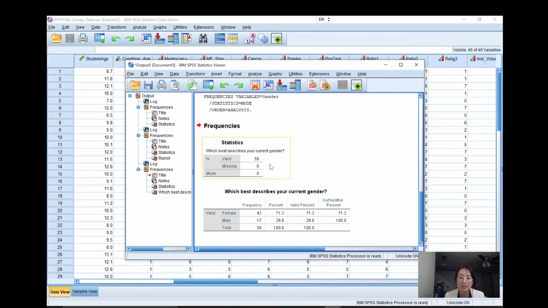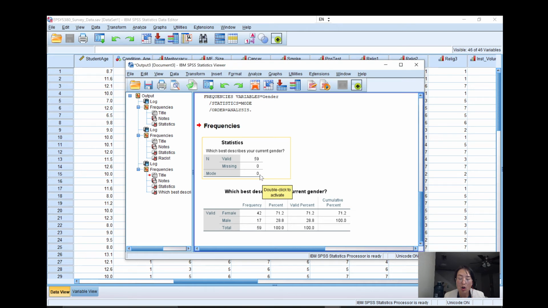Let's take a look. As you see, we have all 59 responses valid, and among these 59, we have 42 female and 17 male. Okay. So the mode here, as you see, the mode here is 0.